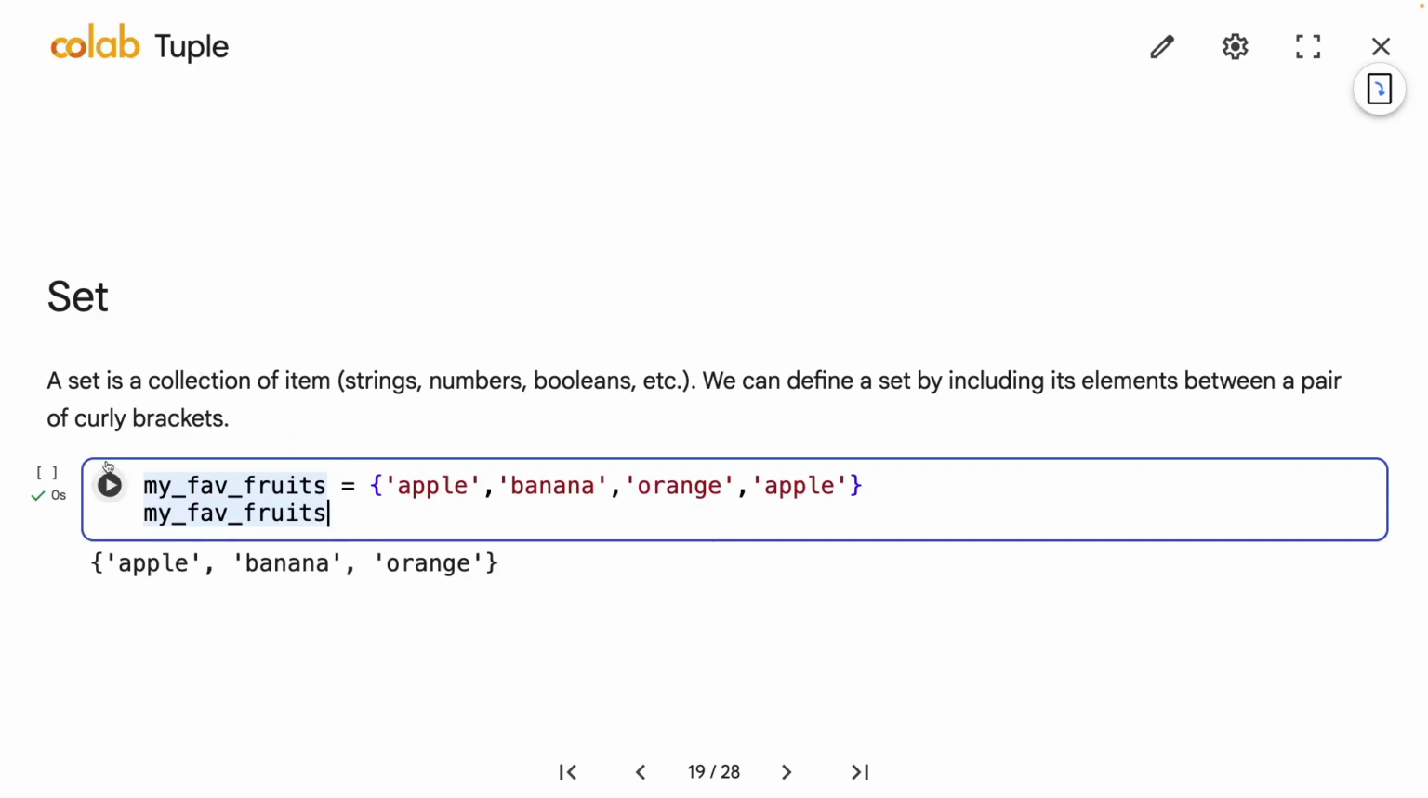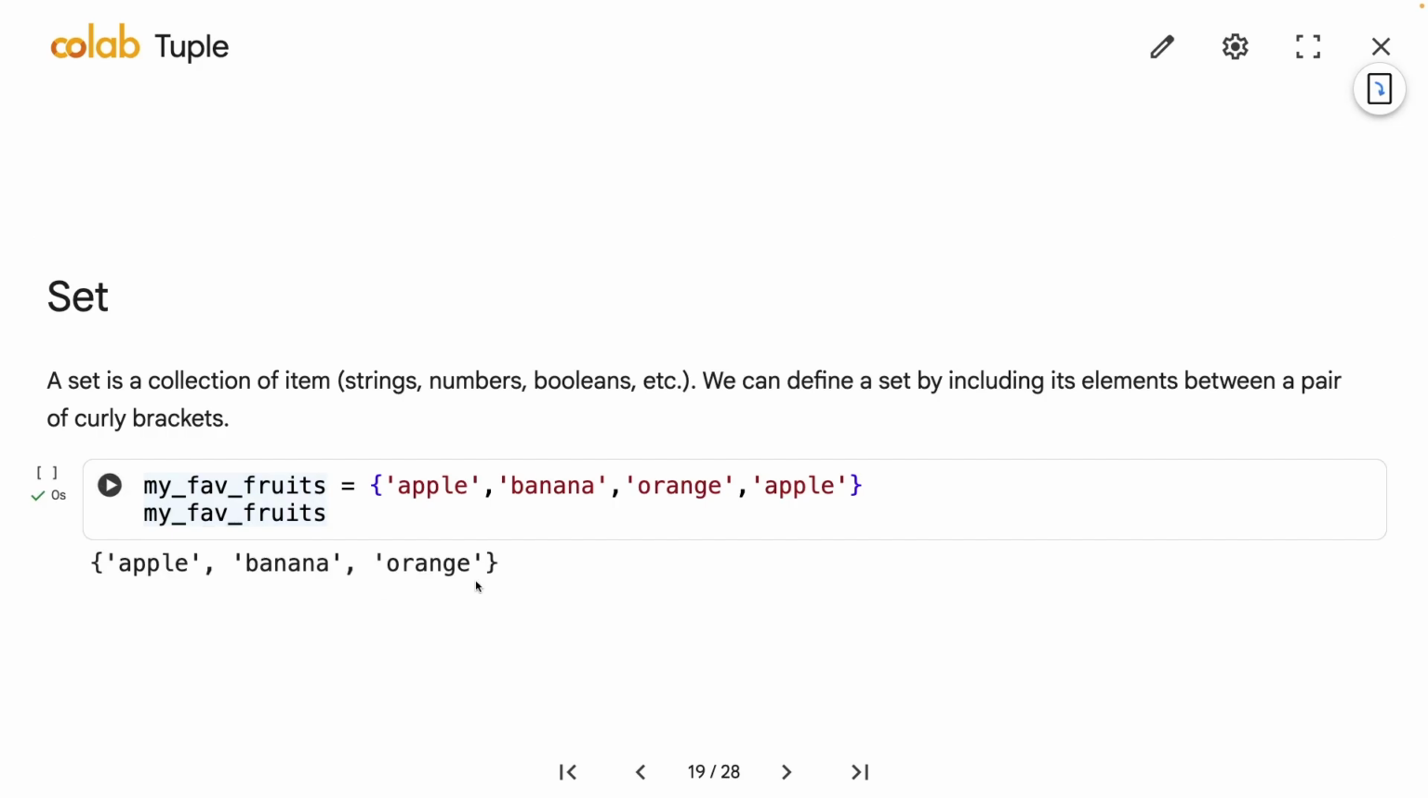Let's quickly demonstrate, okay? Now, if you define apple, banana, orange, and apple in this set, turns out the result is still 3 values and not 4 values as you define. And that's because one important thing about sets is that it does not allow duplications, right? If 2 items in a set are identical, one of them will be removed. So a set is a collection of unique elements.